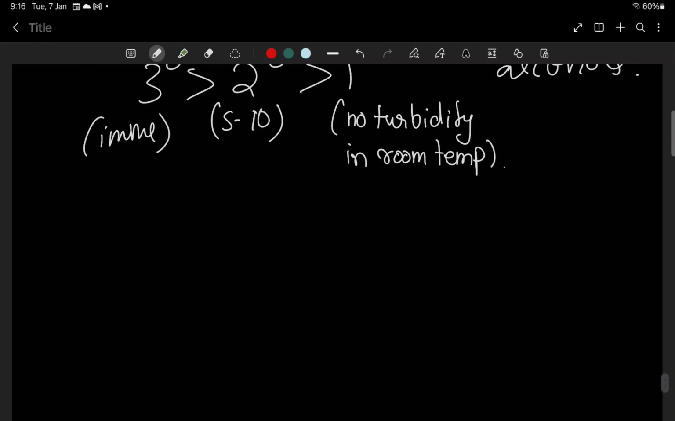Now another reaction is ROH plus PX3. The same reaction we wrote in haloalkane, haloarene 2.